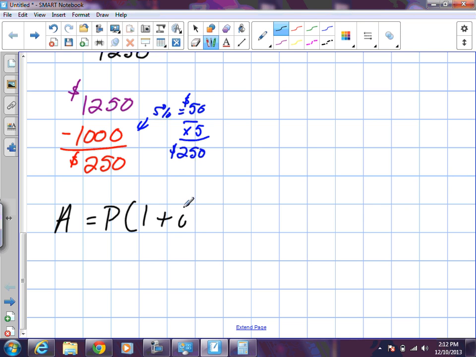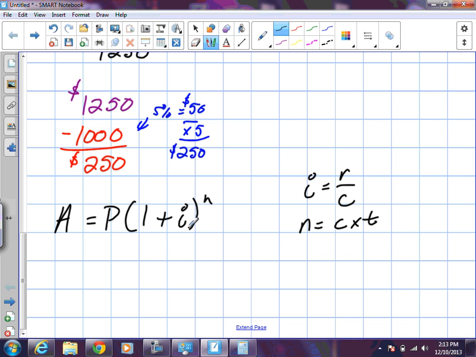Now these are two different formulas. A and P are still the same from before. A is the amount, P is the original principal. I is our interest rate over our compound period, so I actually calculate I. And N is our compound period times time, or usually they write years. Okay? So these two things, I and N, actually have to be calculated.